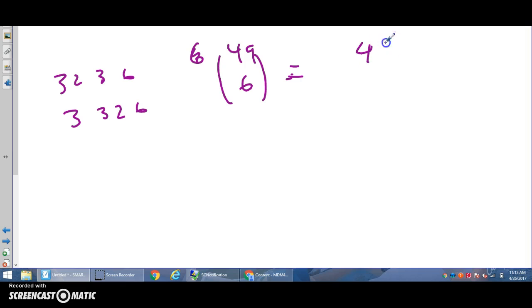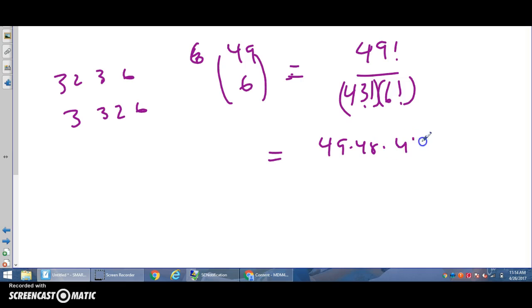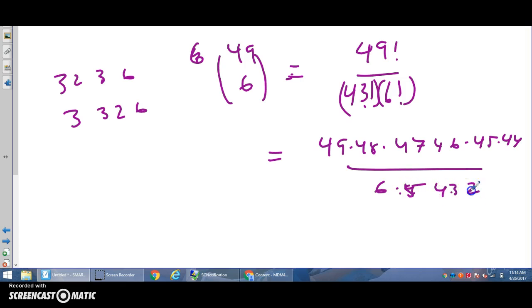Order doesn't matter. That's 49 factorial over 43 factorial times also 6 factorial. So 43 and 6 is 49, so I know I'm right here. This cancels out most of this. I'm left with 49 times 48 times 47 times 46 times 45 times 44. And then on the bottom, I have 6, 5, 4, 3, 2. Multiply those out, throw it in a calculator, or you can look to reduce, for example. Here you have 5. That will go 9 times.